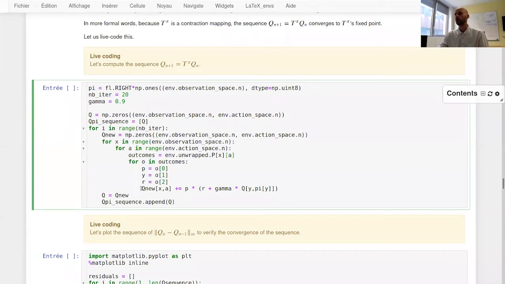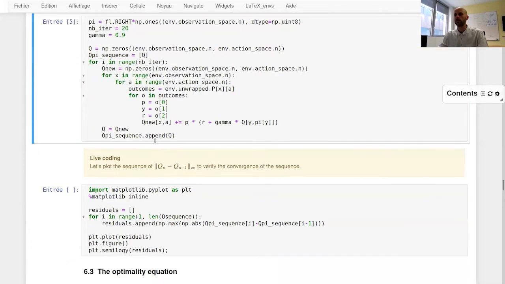And so I will just accumulate in q nu of x, a the value p times r plus gamma q of y, pi of y. And pi of y is really always the constant action right. And once I'm done, I will just replace q by q nu. I will push back q in that q pi sequence and iterate so as to construct the new q n plus one. So this is pretty straightforward to implement and to run.